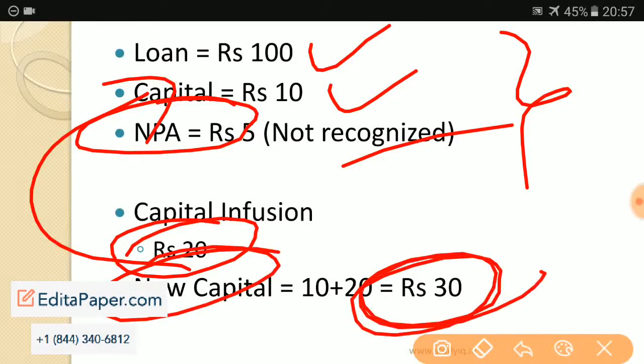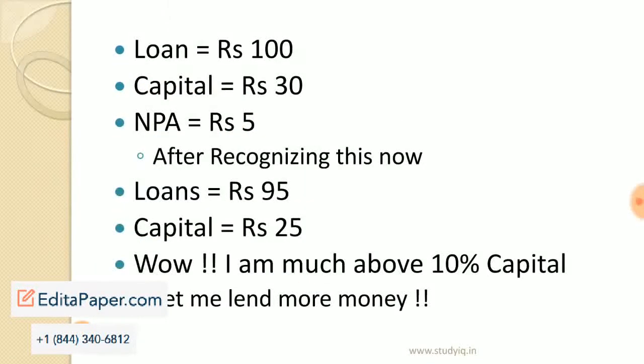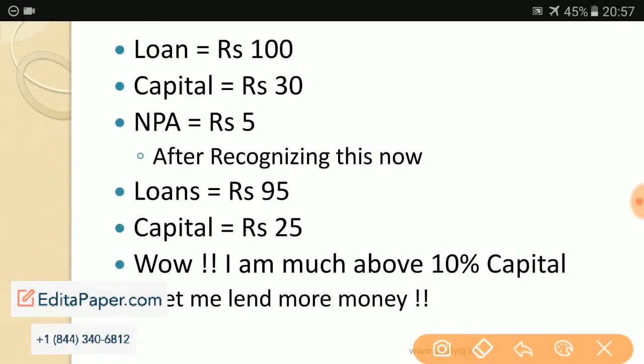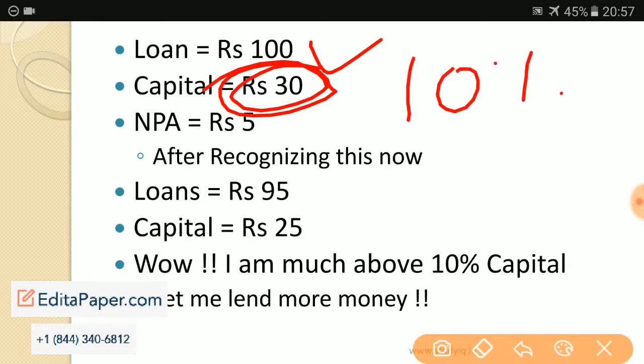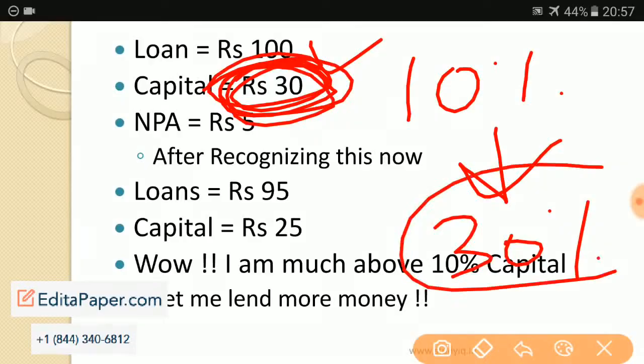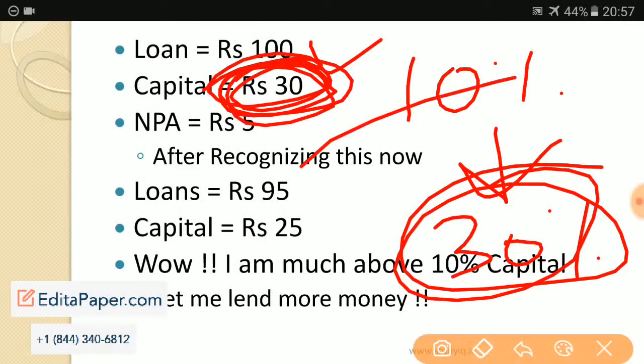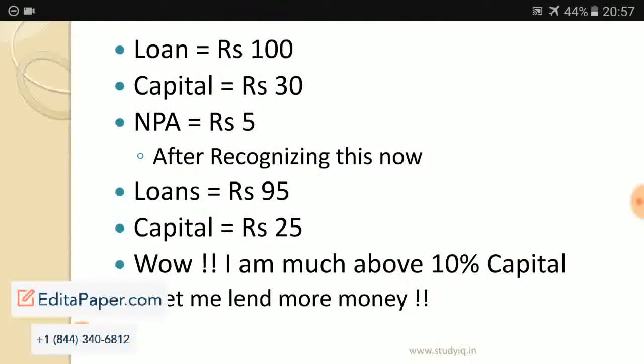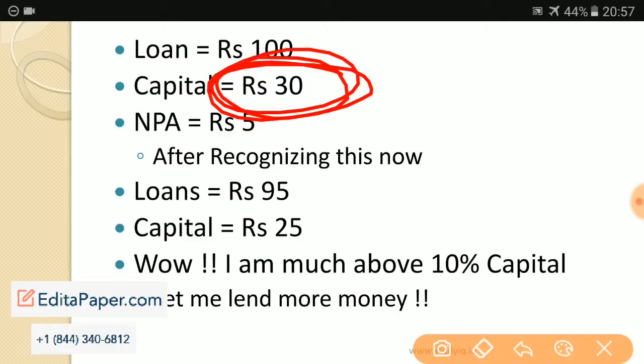What is the implication of that? Even though the loan is 100 rupees, the capital base is now 30 rupees, which means that the capital ratio that was supposed to be 10% is much more than that and is currently maintained at 30%. So capital ratio is much more than what is to be maintained. Capital base is much more than expected. So because of capital infusion, we saw how our capital base got enhanced and our capital ratio is much more than the required limit of 10%.